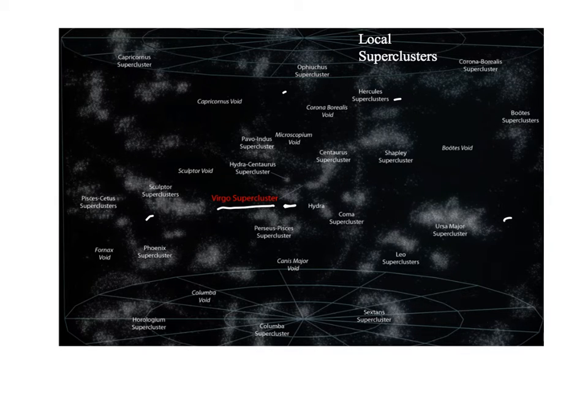So we can see when we come back, there's a whole bunch of superclusters. Now, taking a step further, here's our local supercluster, the Virgo supercluster. Now we really lose track of where it is. And this gives us the observable universe.